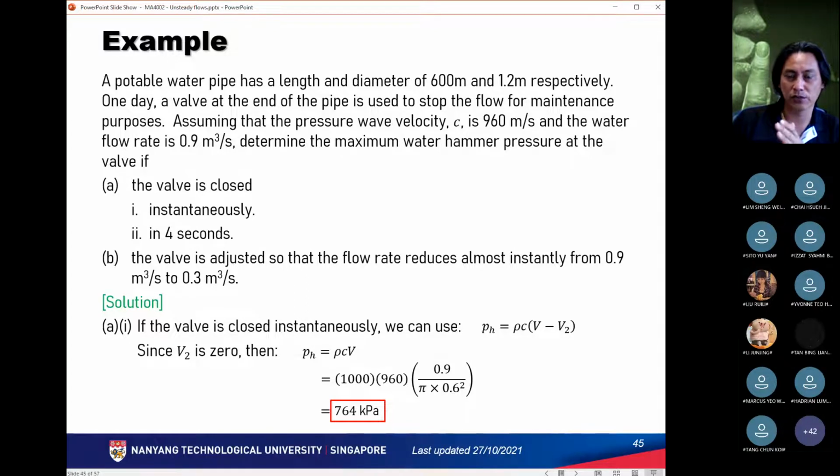All right, okay, it doesn't go further to 0. Okay, so we have a few different scenarios over here. We're asked to estimate the water hammer pressure at the valve. Now for part A, part 1.